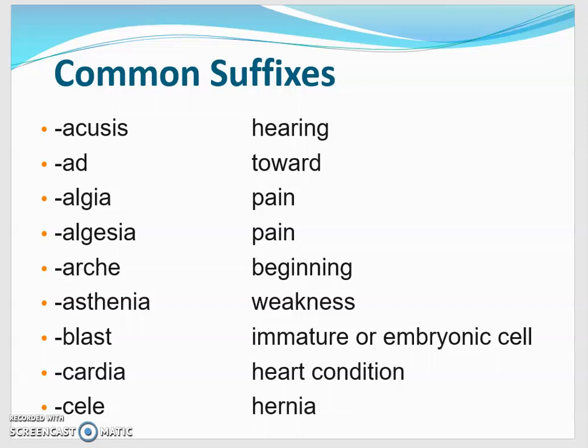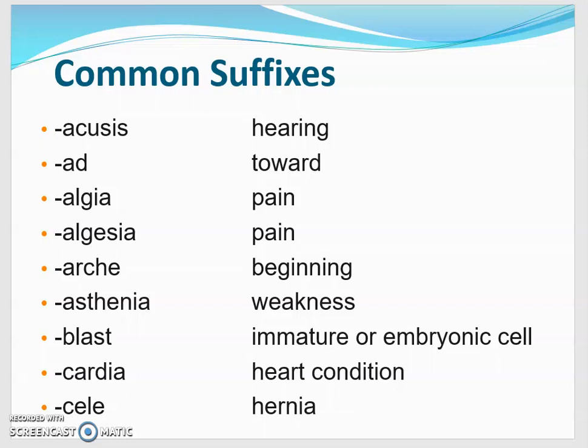Two words in a row that may have the same meaning. Algia, algesia. Each of them mean pain. Arche means beginning. This is not a suffix you're going to see often. You'll see it in one chapter. Asthenia means weakness. That's also a word you're going to see in probably one, maybe two chapters. Blast, which means an immature or embryonic cell. So if you study biology, you may know that already. You'll see that from time to time.